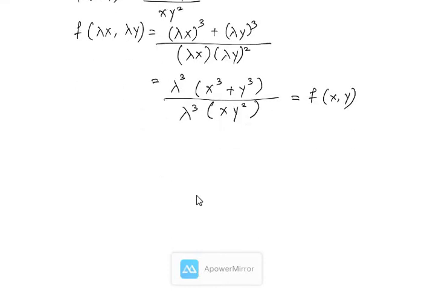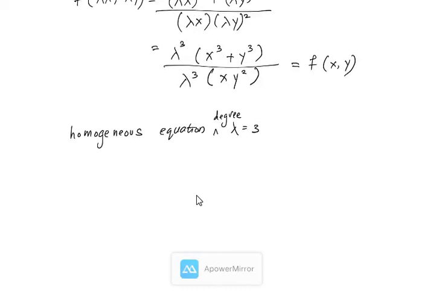So the differential equation is a homogeneous equation. So what is the degree? The degree lambda is equal to 3.